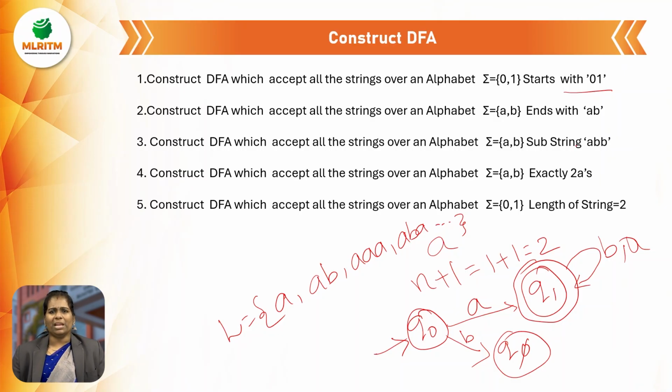So the next problem is ends with. Already we discussed ends with AB. If AB is available, we need to use backtracking. For ends with, we use backtracking. So the next one is substring.